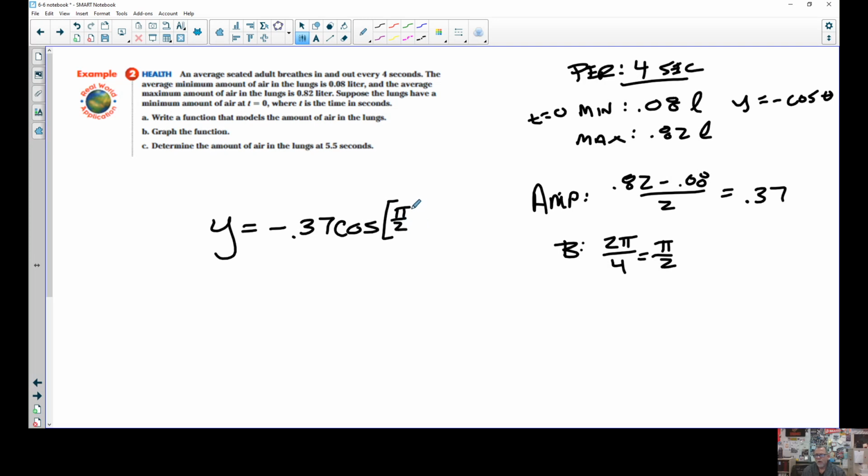Now, before I put that there, think about it: if it says it's starting at its minimum at t equals 0, I'm not going to need a shift left or right. I'm not going to need a c value. So this is, again, going to be this. And then I have to figure out how high up it is.